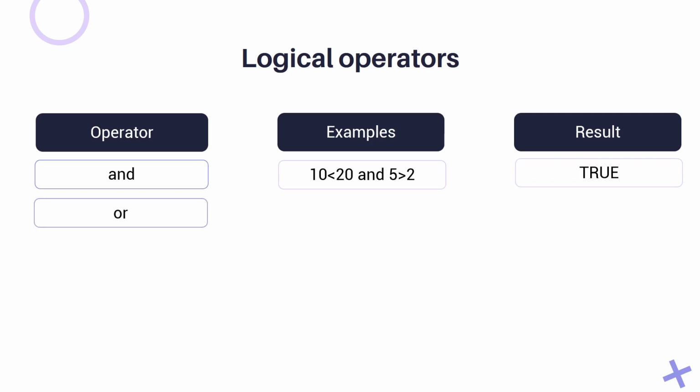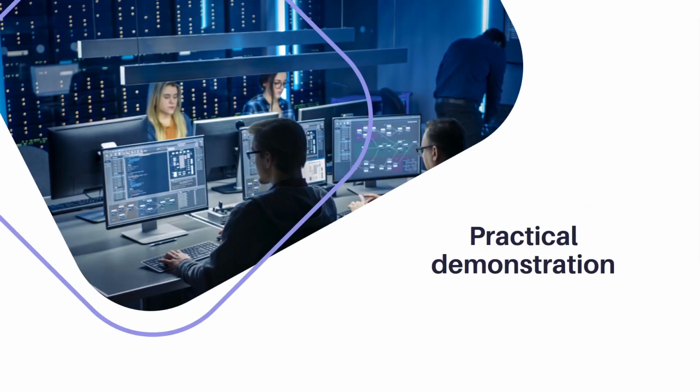Next, we have the OR operator, which works a little differently. The question we pose here is simply, is 10 greater than 20 or is 5 greater than 2? The result is true. And what the OR operator implies is that one of the two conditions needs to be satisfied to be true. To make a bit more sense of operators, I think a practical demonstration is in order. So without further ado, let's dive right in.